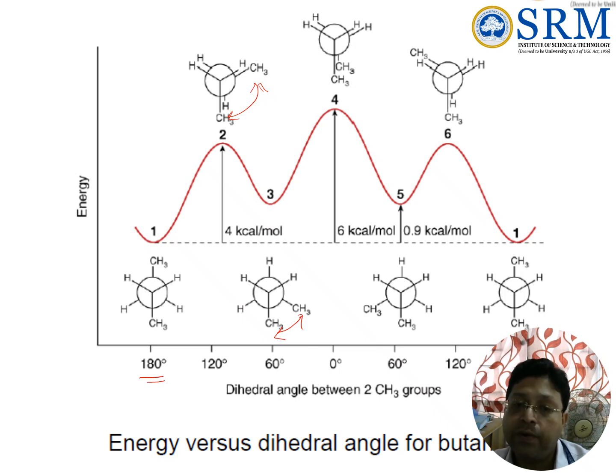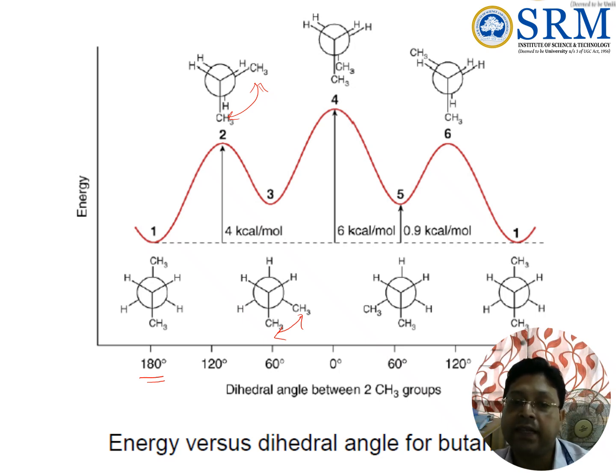Then 3 to 4, the dihedral angle is 0°. Why? Because we have to see the methyl angle. So they are face to face, in a straight line. Here hydrogen in a straight line, hydrogen in a straight line. So this is the most unstable conformation, or energetically unfavored conformation. This is the totally eclipsed conformation, and the dihedral angle is 0°. And here the steric repulsion is to the highest extent. So that makes this the most energetically unfavored conformation.